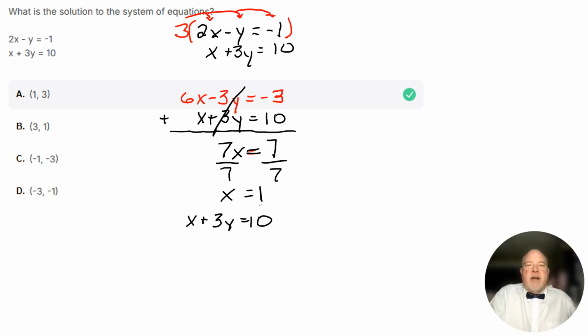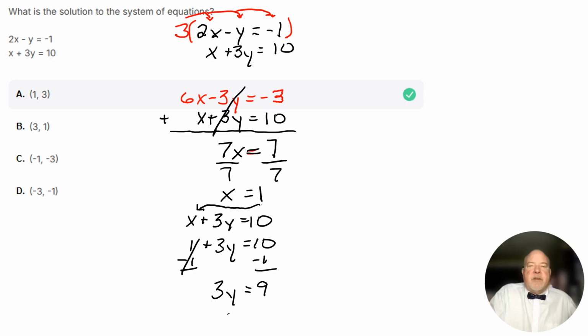So I'm going to take this value of x and substitute it in. And so what I end up with is 1 plus 3y equals 10. I'm going to subtract 1 from both sides, minus 1. That goes away. I'm left with 3y equals 9. And so y is equal to 3. And so my solution is 1 comma 3, which is A.